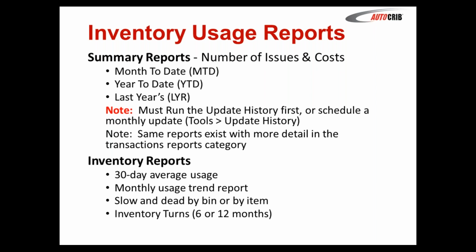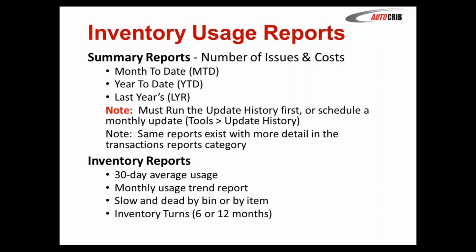So the first reports are in the summary category. Those will show you the number of issues and costs, and there's a column for month to date, year to date, and last year's. An important note is before you look at these summary reports, you must run the update history. That's located under Tools and then Update History.